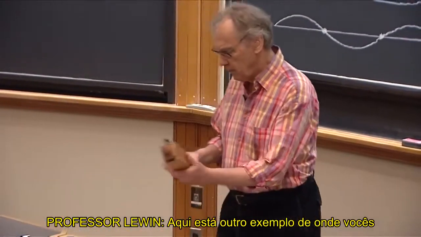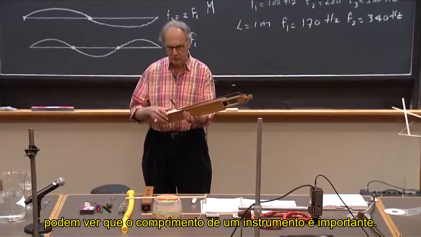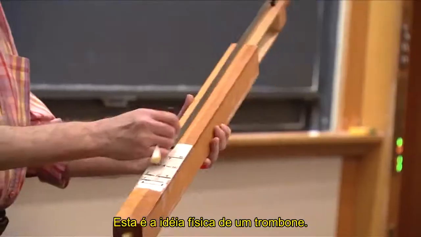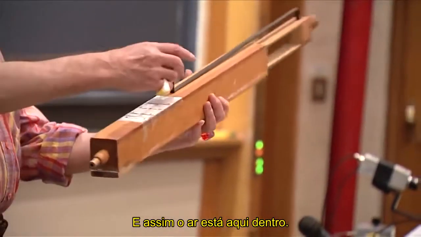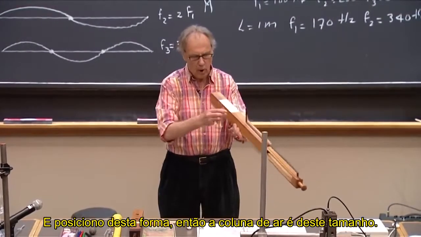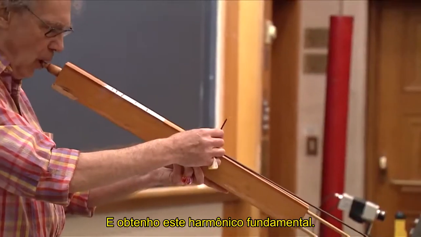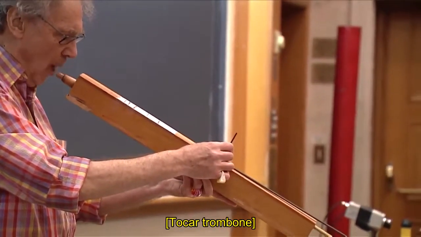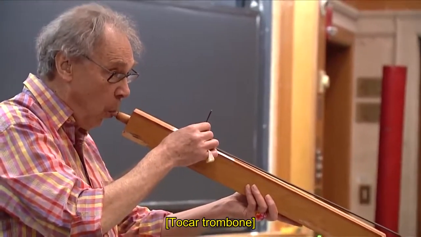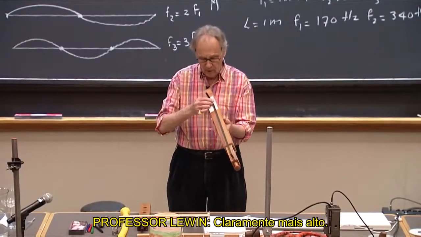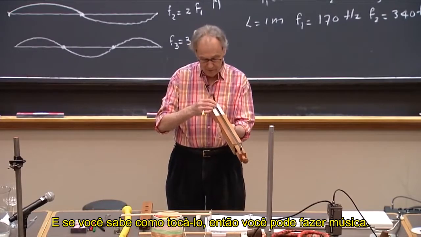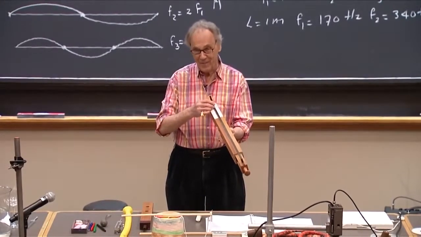Here's another example of where you can see that the length of an instrument is important. This is the physics idea of a trombone. The air is inside here. And when I'm here, then the air column is this long, so you get this fundamental. But when I make it shorter, you get this fundamental, clearly higher. And if you know how to play it, then you can make music. I'll make a modest attempt.